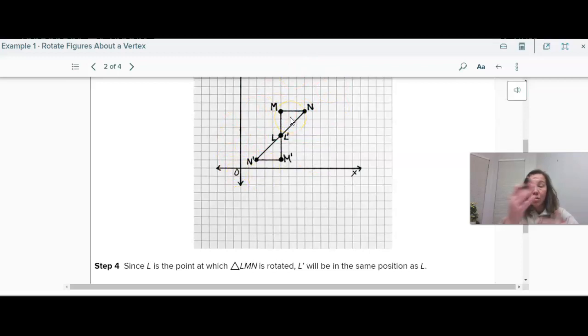So it's not a reflection, it's not going to be oriented the same way as it is with a translation. A good way to check is if you look at M and M prime, between those 2 points there's a 180 degree angle. N and N prime, there's a 180 degree angle. Since L is our center of rotation, we don't have to compare those, but that's a good way to check to see if you have graphed it correctly. And again, that angle should go counterclockwise, so to the left.